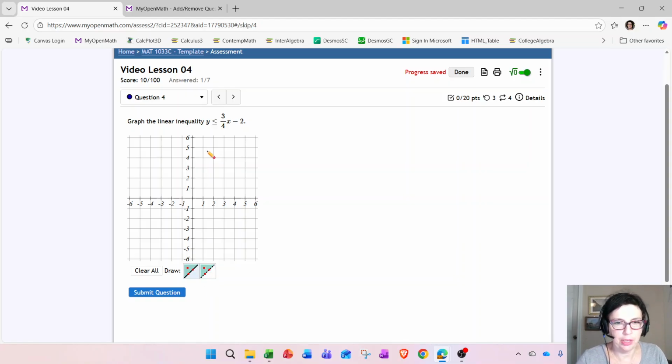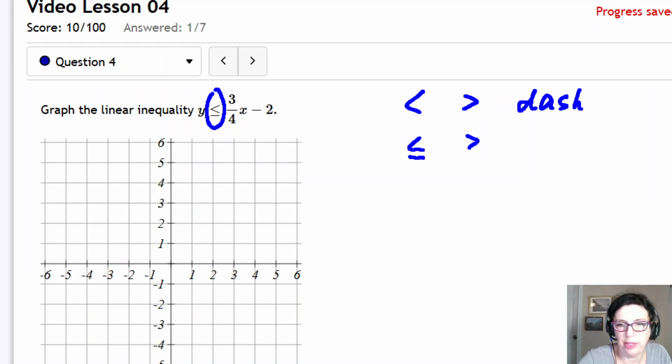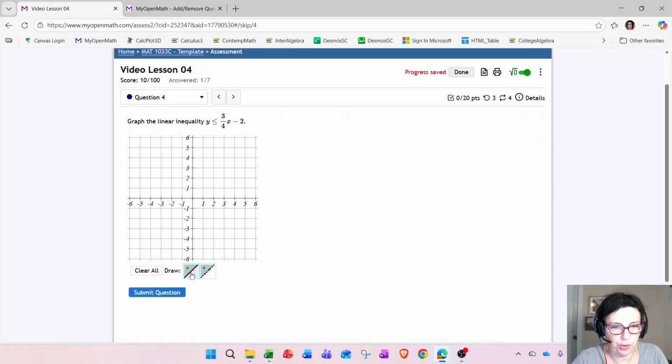In order to decide, what you want to concentrate on is this sign right here. If it is less than or greater than, you look for the dashed version. If it's less than or equal to or greater than or equal to, you look for the solid. For me, this is less than or equal to, so this is the one I choose. So what you need to do for that is you need to have the actual line, the boundary.